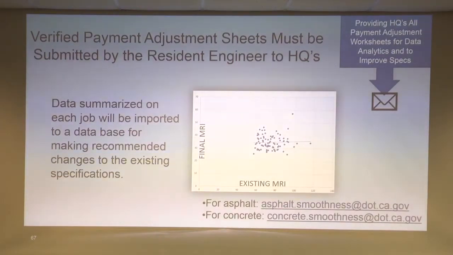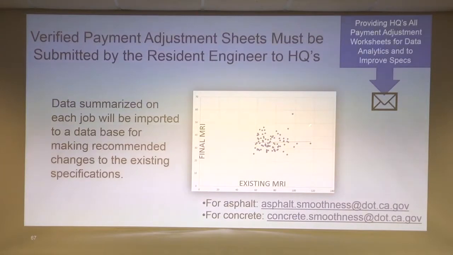Okay, so in the end, once you make these payment adjustments, we're requiring the engineer, the resident engineer, to submit these spreadsheets to headquarters, to these websites. If it's asphalt, submit it to asphalt.smoothness@dot.ca.gov. If it's concrete, concrete.smoothness. So what we're going to do is take all this information, and we're going to analyze it, and then we can make recommended changes, or maintenance, division of pavements can look at improving their specs.